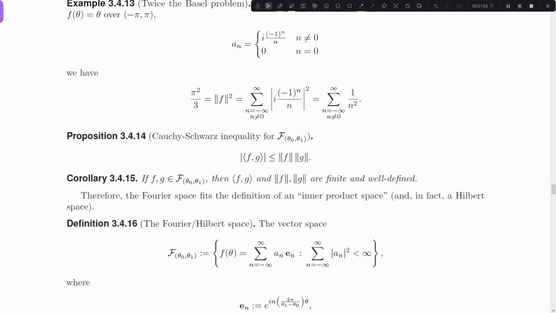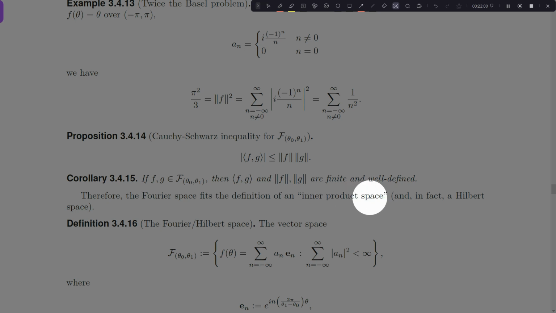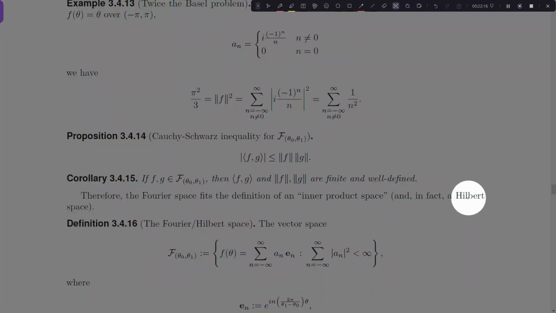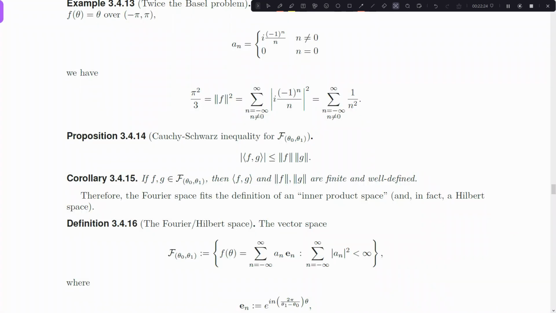So let's look at this now. Because of this, we have this fancy notion of what's called an inner product space, which is any vector space, in this case the Fourier space, where the inner product can be guaranteed to be finite and satisfies the natural properties that the inner product should. And in fact, we have this very fancy word named after David Hilbert, the Hilbert space. The Fourier space is one of the kinds of a Hilbert space, and that just means that it's complete, but you don't have to worry too much about what complete means in this class.